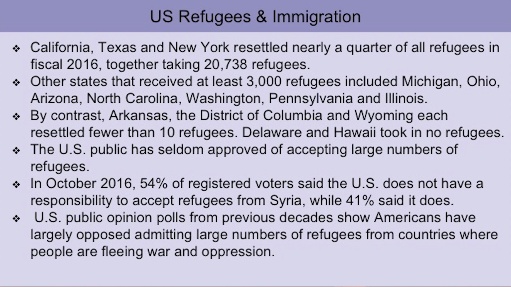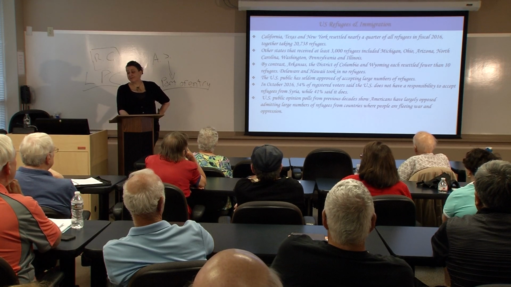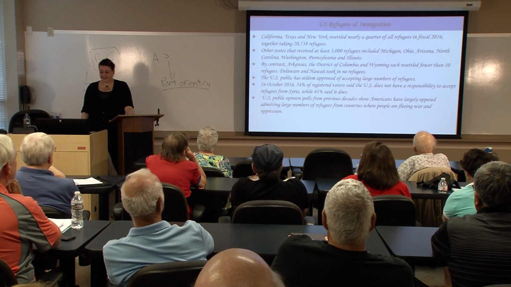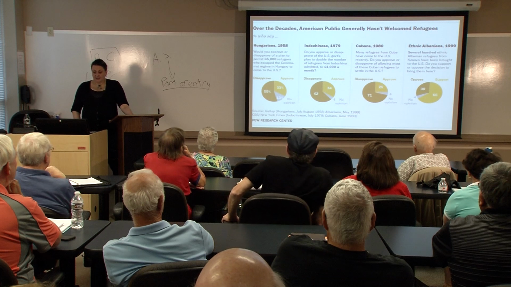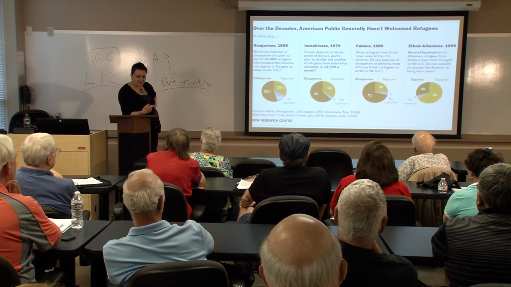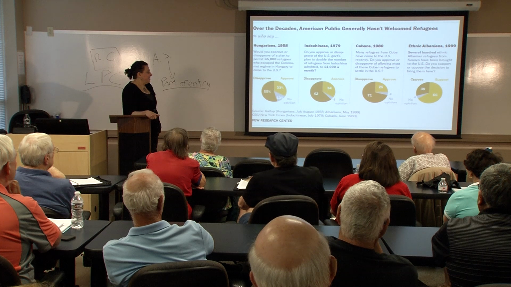In October 2016, Gallup asked this question of Americans. 54% of registered voters said the U.S. does not have a responsibility to accept refugees from Syria, while 41% said that it does. We like to think, when we hear a number like that, and you hear this a lot these days, it's not who we are. We are a nation of immigrants. We welcome immigrants. We welcome refugees. Actually, we usually don't.